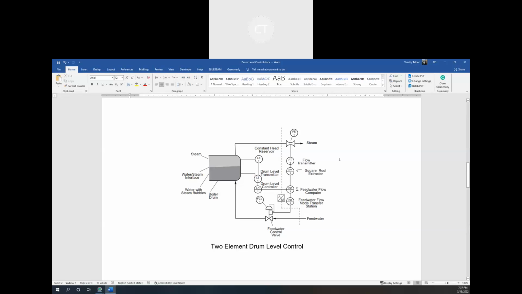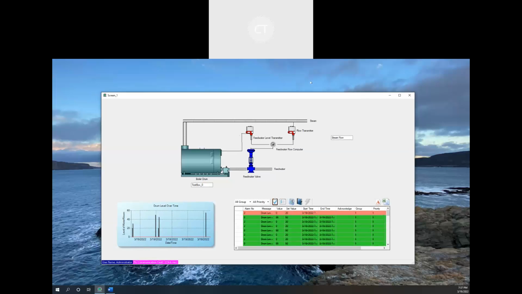Now I'll go to my designed HMI, which you can see here. In here, I have my boiler drum, so this all remains the same. You have your feed water valve, your boiler drum, and then you have your steam here. Then you have your feed water level transmitter, which is connected to your boiler drum, but now it's connected also to a feed water flow computer. You have your flow transmitter from the steam also connected to this computer, which is connected to the valve. That means that the steam flow and the boiler drum level affects the system.